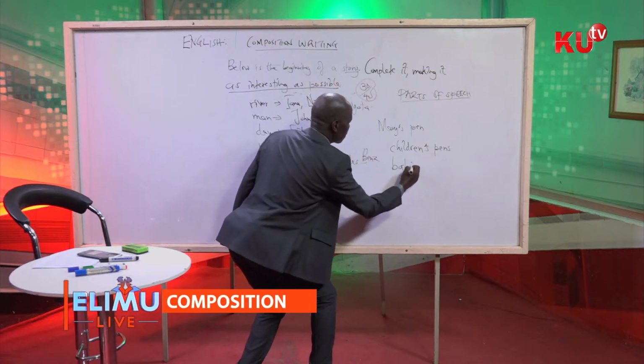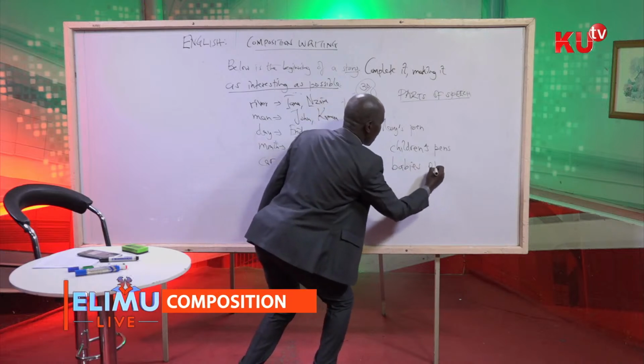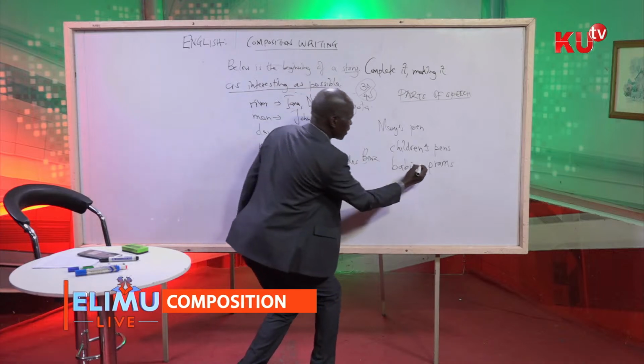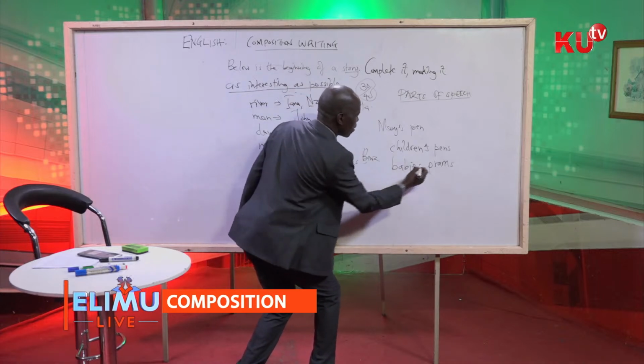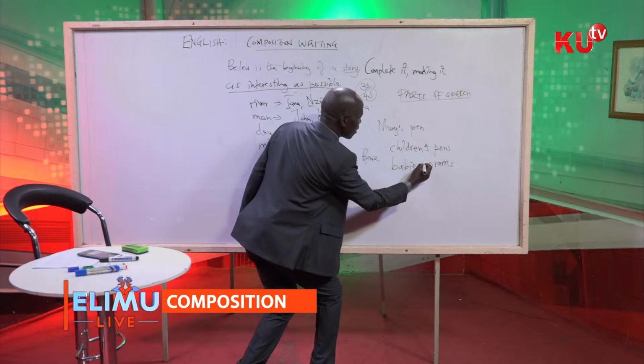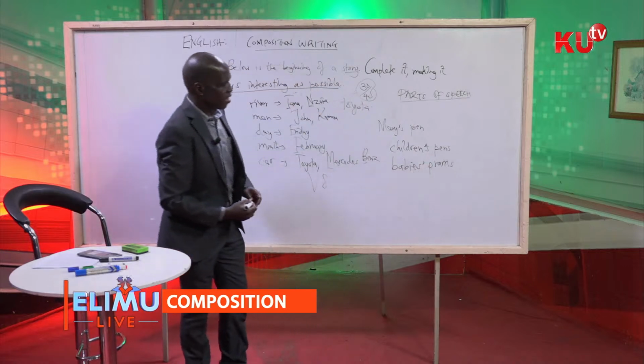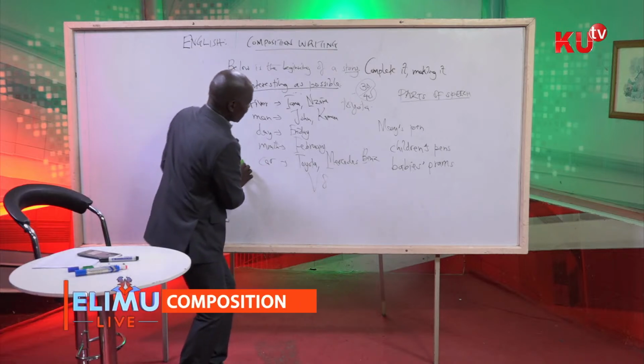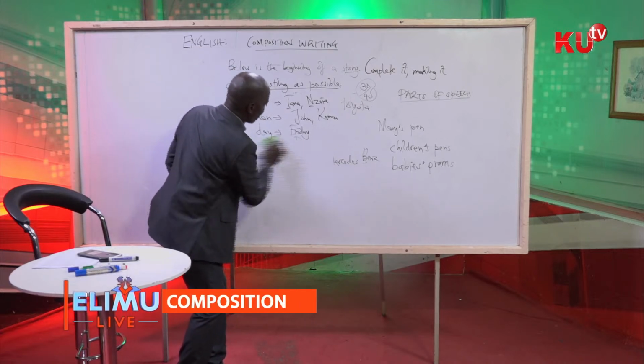Babies' prams. Majority simply write that. Please, since these are the plural of babies, you place the apostrophe just there. That is as far as nouns are concerned.